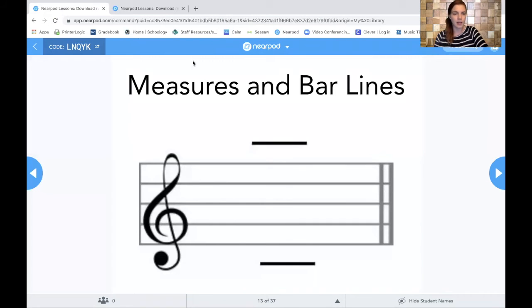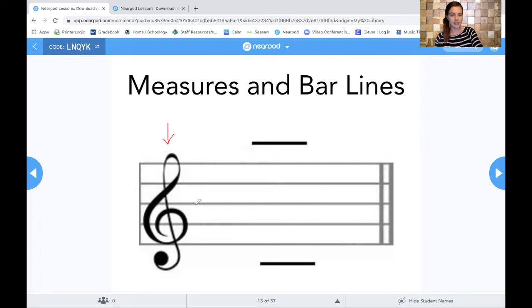Let me grab my drawing tool. Okay. So this symbol we can come back and talk about later, but it's just for your information. It's called a treble clef, which means when you see this, the notes on this staff are going to be the higher notes on the piano or an instrument instead of the lower ones.